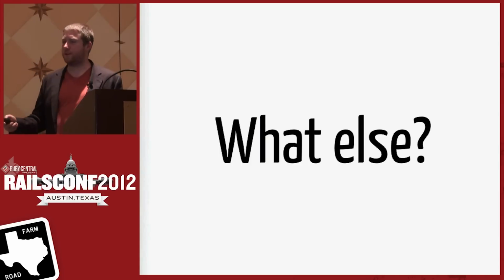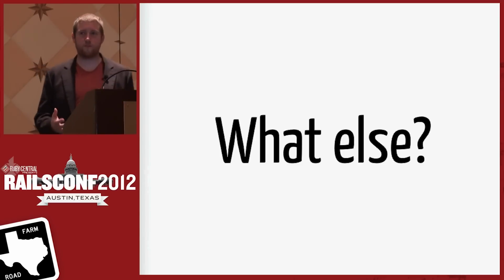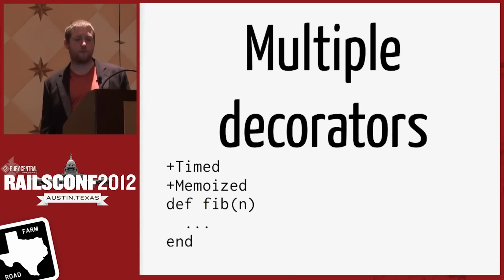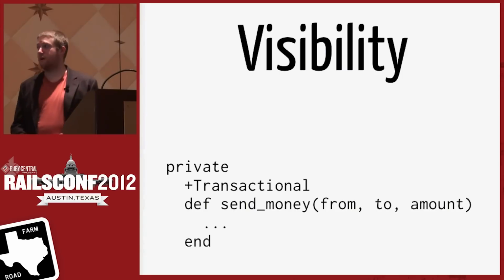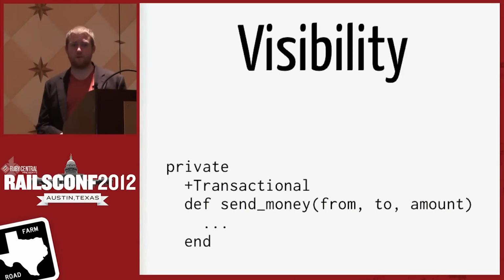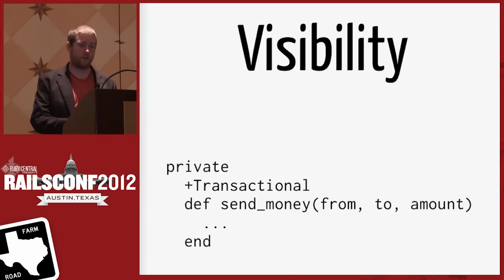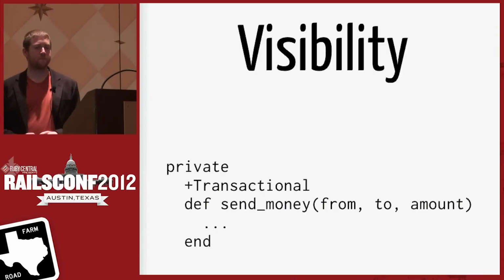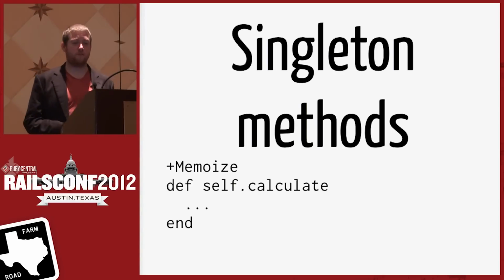So what else do we need to do to have a production-ready library that is identical to Python's version of decorators? Well, we only supported one decorator, but it'd be easy enough to add a list that the decorators are added onto and then loop over it when we redefine the method. Our decorators do not respect method visibility. When we called define_method, it defines a public method. So in this case, the send money method would actually end up being public, which is quite bad. Method_added is not called when singleton and class methods are defined.